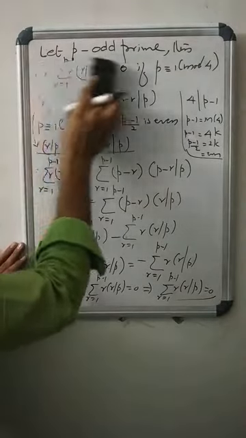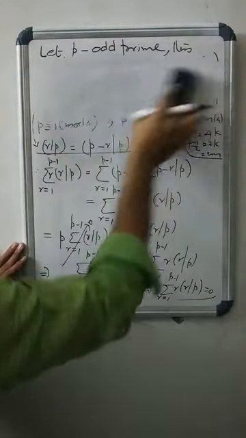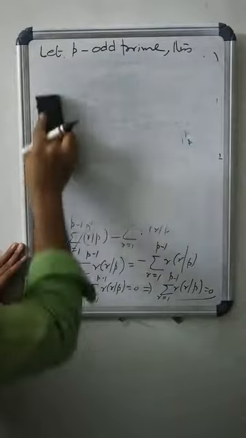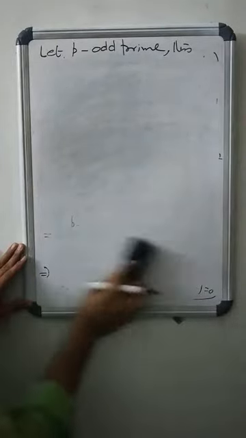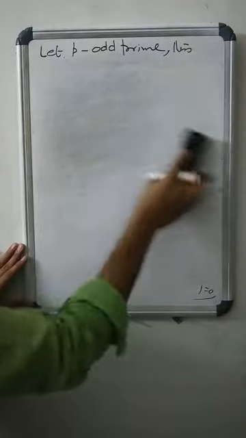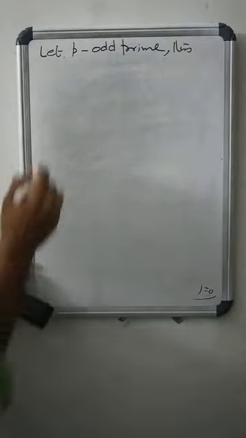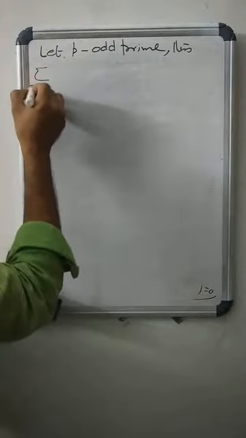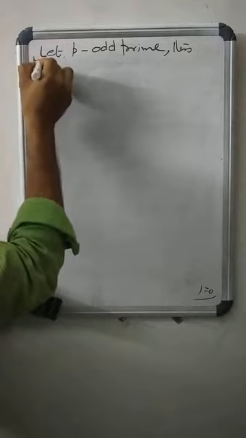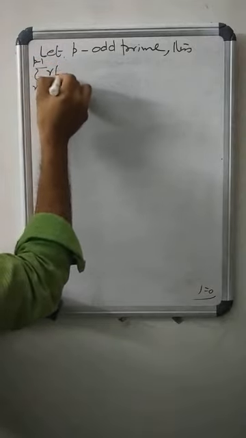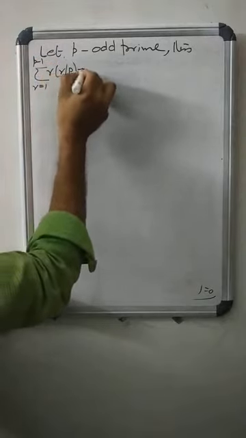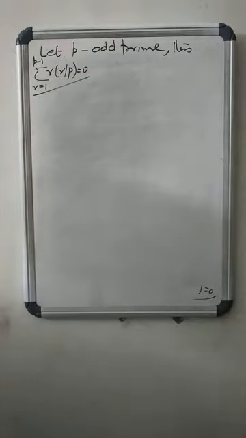So consider another one. The result is important. So come to the next result. Let p be an odd prime. The first result is: let p be an odd prime, then sigma r ranges from 1 to p minus 1, r into (r by p) equals 0. This is the first result.